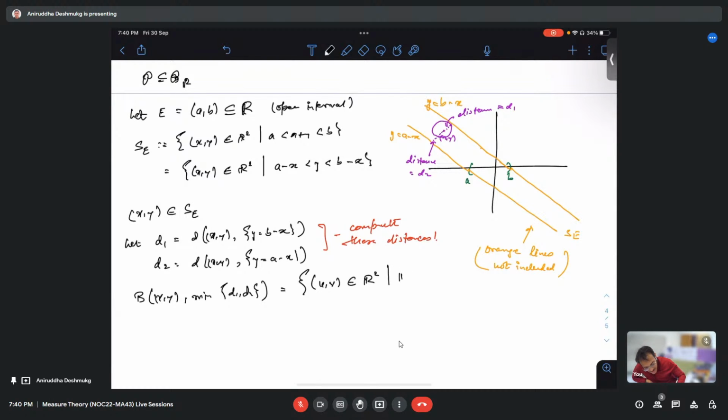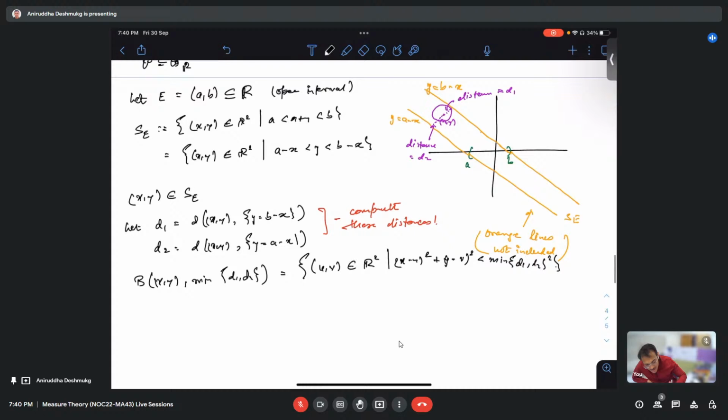such that (x - u) square plus (y - v) square is less than minimum of d1, d2 whole square. So this is the open ball which contains (x, y) as the center, and the other elements cannot go beyond minimum of d1, d2. So therefore, by simple geometry, or one can even prove it analytically, if I call this just as B, then B is contained inside SE, which means SE is open.